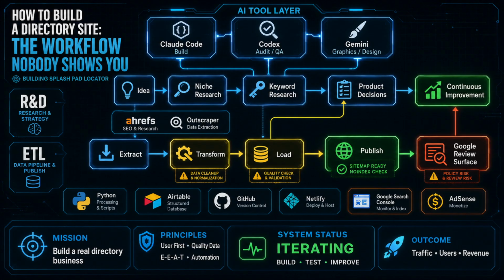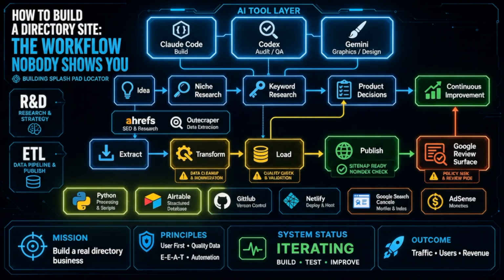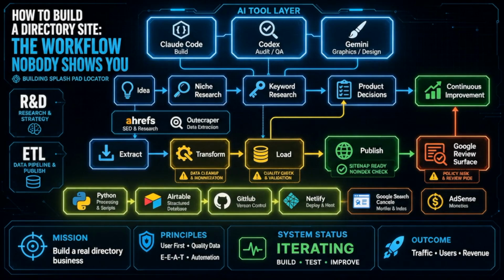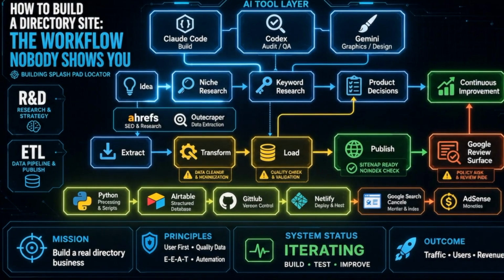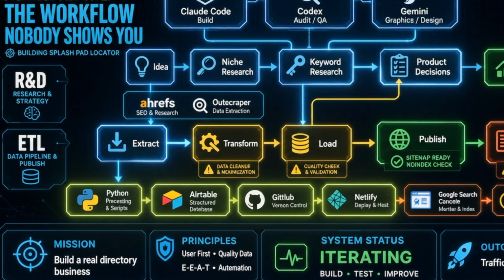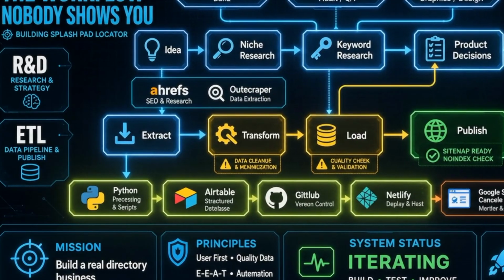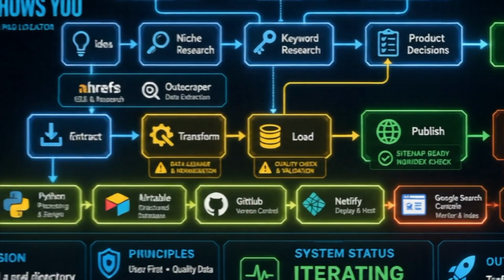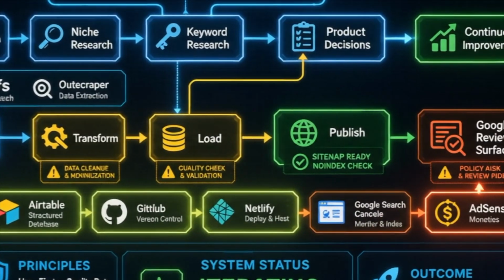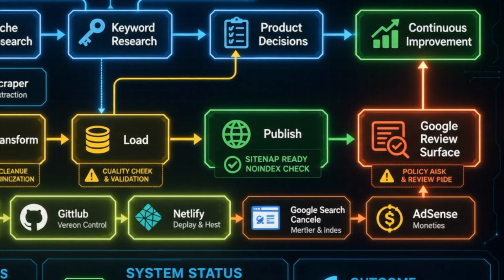There are two streams running at the same time. The top stream is R&D, research and strategy. That is where the idea becomes a real product decision. Who is the audience? What are they searching for? What pages should exist? What should the site avoid? The bottom stream is ETL, extract, transform, and load. That is where raw data becomes something clean enough to power a public website.